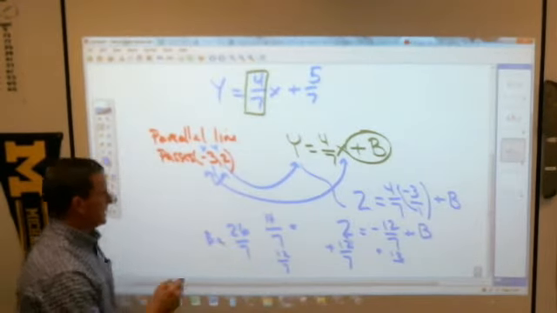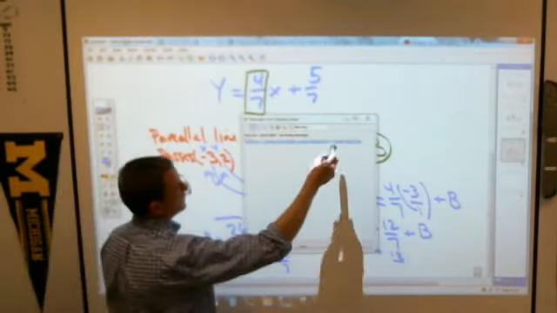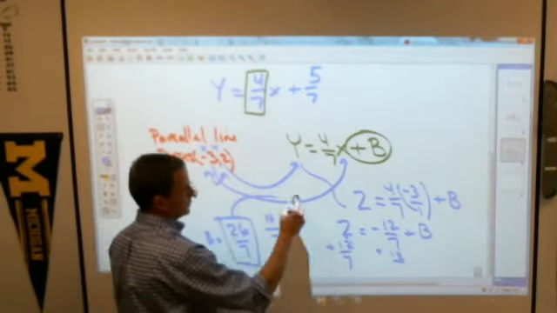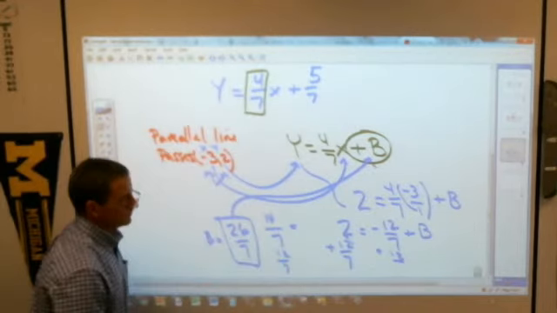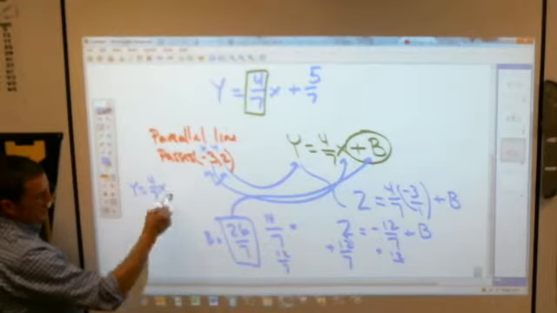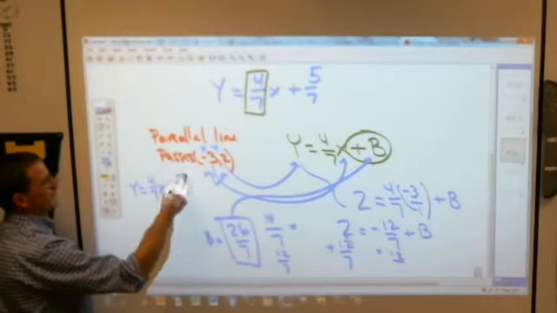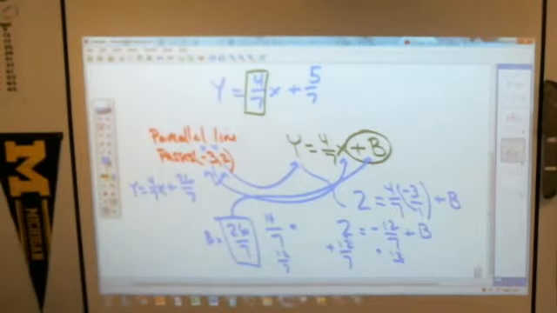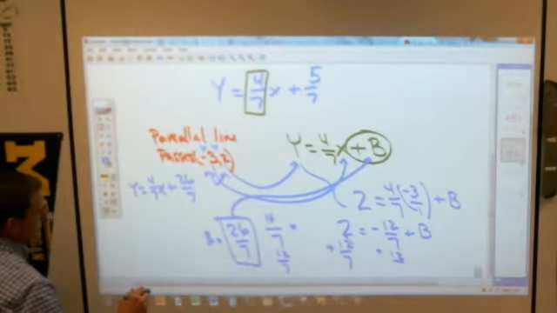Not my answer yet, because now I take my 26 sevenths and I put it in for b right there. And that's my equation. Y equals 4 sevenths x plus 26 sevenths. Gosh, what are the odds that I'm right on that? Probably a big number. 99.9%. They actually have it as 3 and 5 sevenths, but that's what 26 sevenths is.